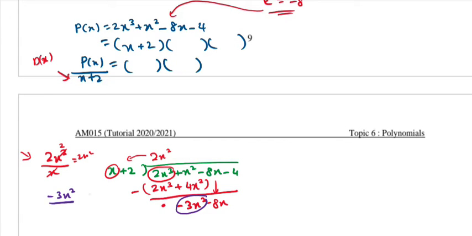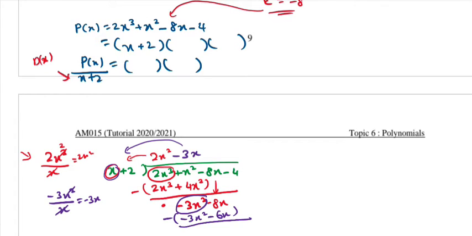So the next step is negative 3x squared divided with the first term of the divisor. So you cancel this off and you see that the value that we should put on top of the quotient is negative 3x. And then remember to multiply with the divisor one by one. Negative 3x times x is negative 3x squared. Negative 3x times 2 is negative 6x. And then minus these two values.